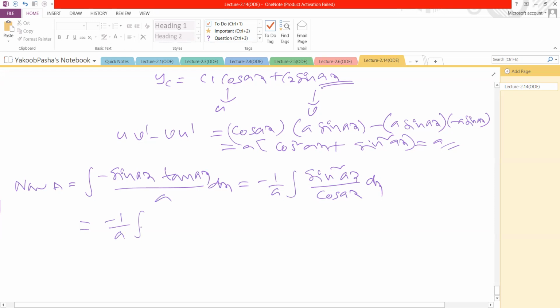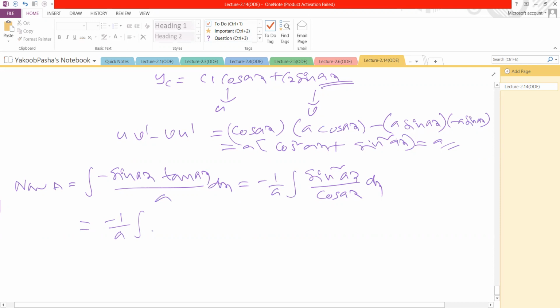పైన స్టెప్ సార్ మేడం చెప్పింది V dash is equal to sir u v dash minus v u dash. U dash u is cos ax. Okay, v dash is a cos Cos ax. ax. Okay. I'm sorry. This is okay.